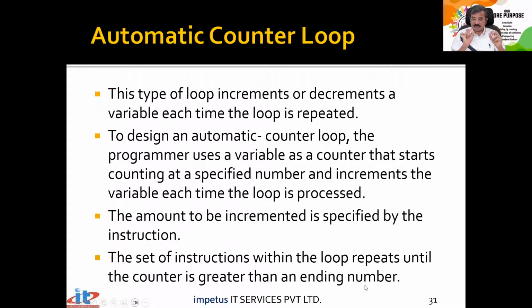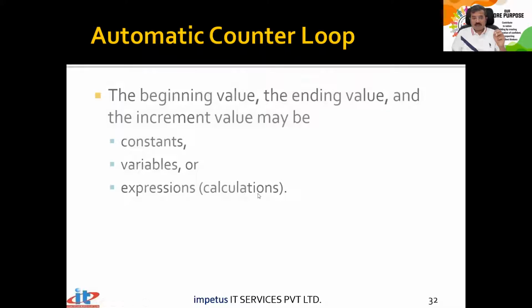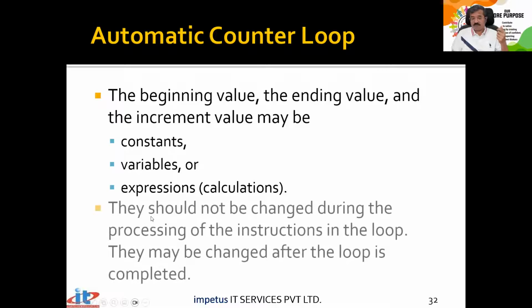So we'll have some limit. Unless and until your counter exceeds that limit, it will keep on counting. It can either increment or decrement, whatever it is. We'll have 3 values over here, each a constant, a variable, or an expression: the beginning value, the ending value, and the increment value. That means there are 3 values that we have to give: where to begin, where to end, and how to increment. And all those 3 values can be constants, variables, or some calculations, some expressions as well.